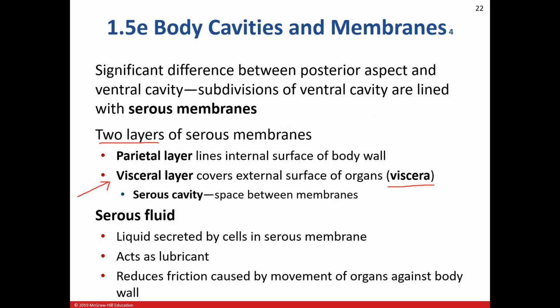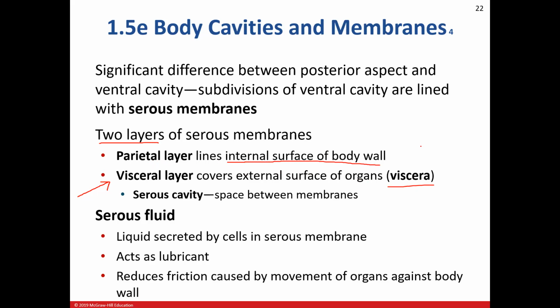Okay, so the layer that covers these organs, the outside of these organs, is called the visceral layer. So that makes sense. Keep it easy, keep it simple. Okay, so the visceral layer covers the viscera, which is the external or outside surface of the organs. And then the layer that goes on top of that layer is called the parietal layer. And in this case, the parietal layer is going to line the internal surface of the body wall. I'll show you what that means here in a moment, okay?